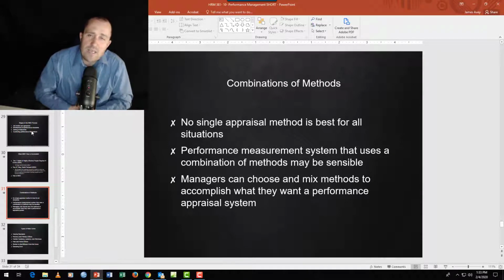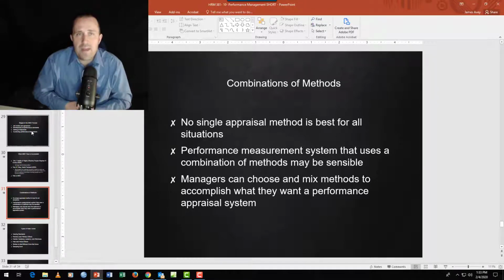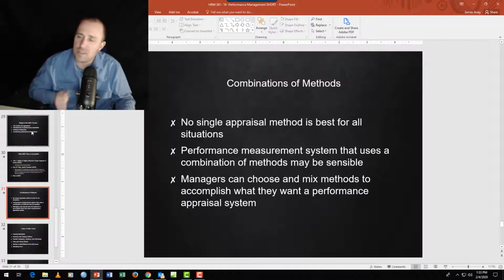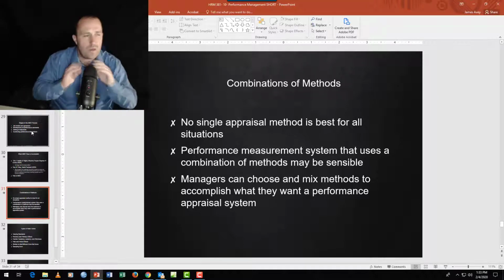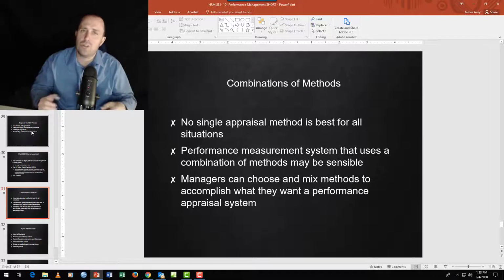Again, I said this at the beginning, I'll say it again. There is no single method. If a manager says, this is how we used to do performance in my company, let's do it here, that's where you want to go: time out, wait a second. Does it fit with the culture? Does it fit with the job?